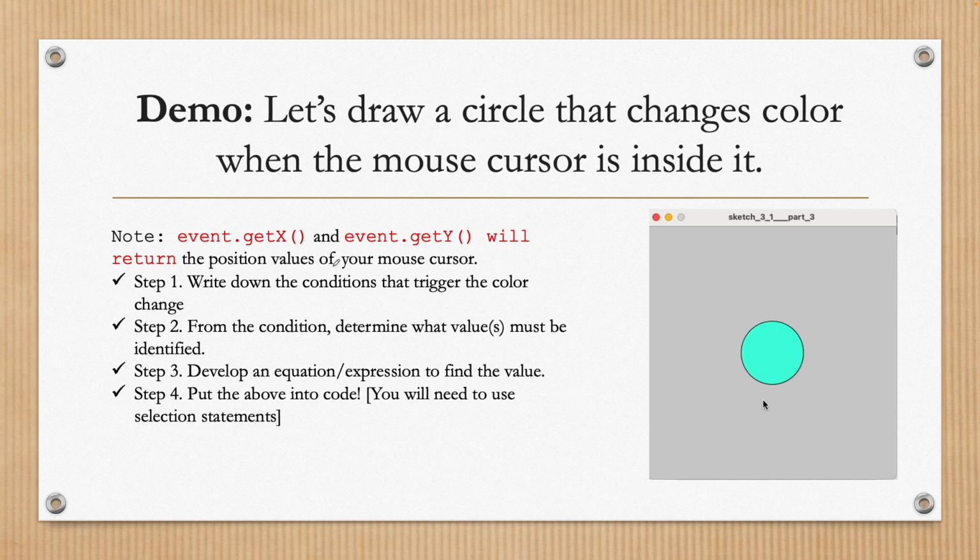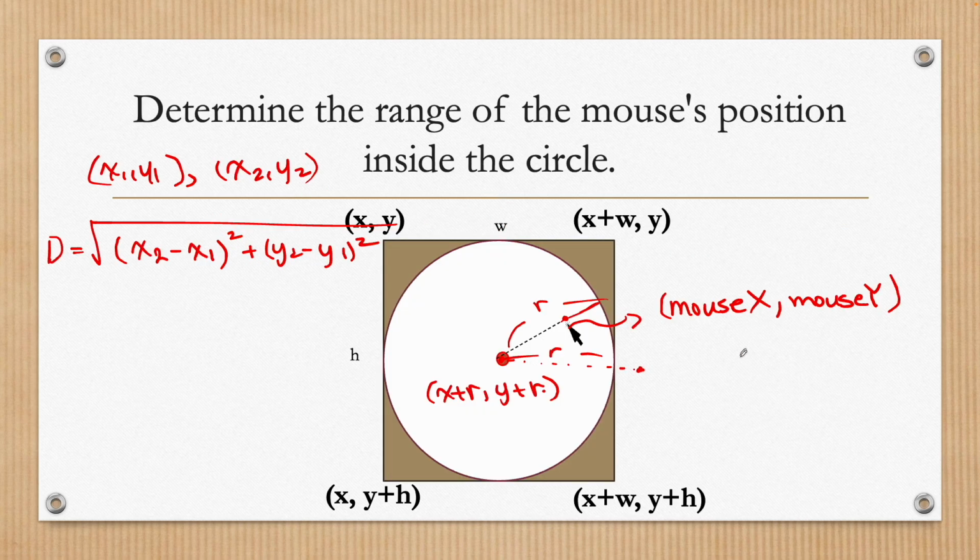In Java Swing, and the same thing for JavaFX as well, to get the position of your mouse, you can simply call the methods getX and getY. The event variable represents the mouse event. By calling getX and getY, this will return the horizontal location of the mouse, and this will return the vertical location of the mouse. So basically, you can use this to replace mouseX and mouseY.